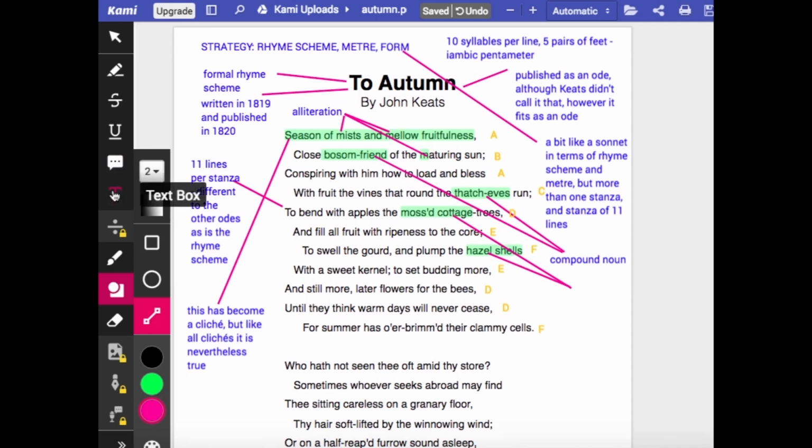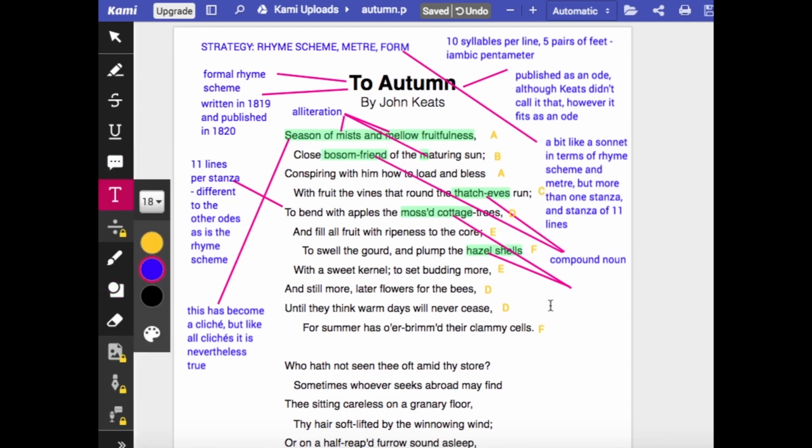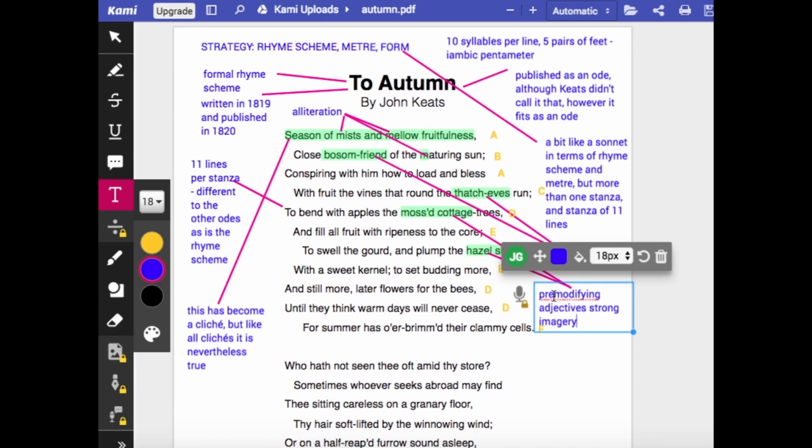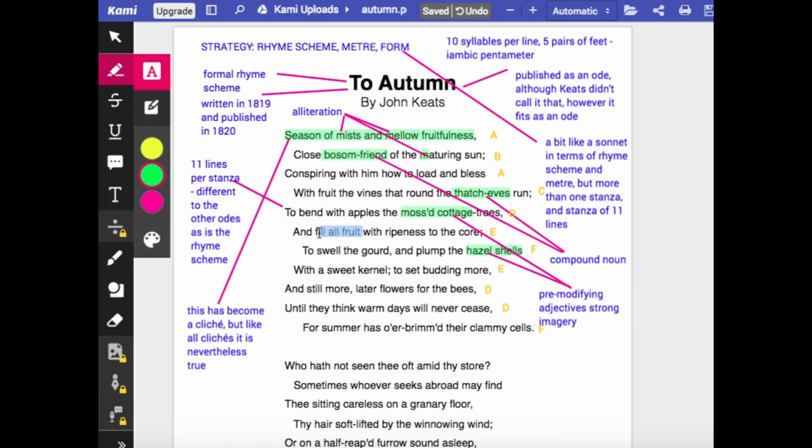And then he uses premodifiers: mossed cottage, hazel shells. So the adjectives premodify the noun to give us an atmosphere, a sense of that mist and mellow fruitfulness. And it's strong imagery. You can see the thatched eaves, you can see the trees covered in moss and the hazelnuts on the ground. And it's full of imagery of plenty.